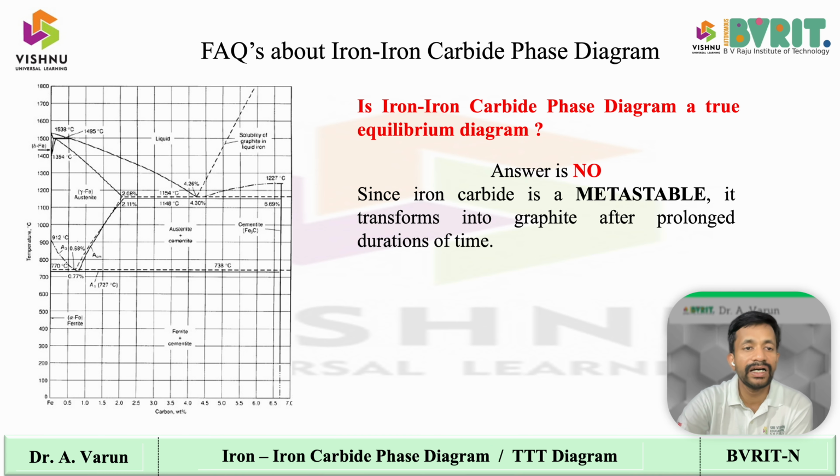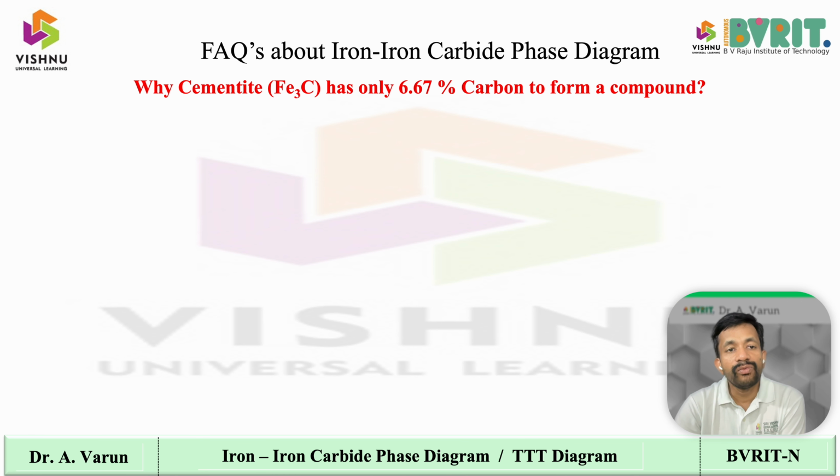This is the actual iron carbide phase diagram. That's why the previous discussions, whatever we have seen, those diagrams are called not an equilibrium diagram. Okay. Now moving on, why does this Fe₃C have 6.67% of carbon?